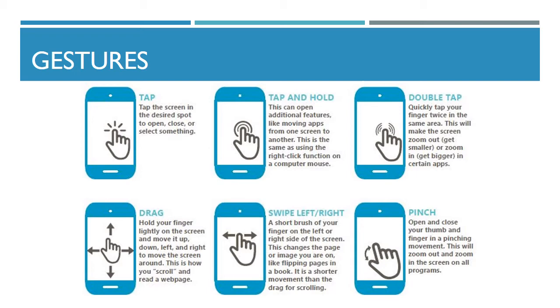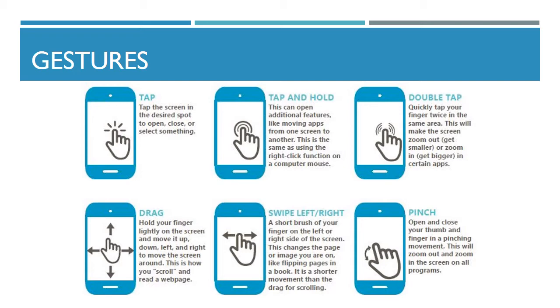Tap and hold means you are holding your finger on the app image, using a little bit of pressure behind it, and this will open a menu of optional features. This is similar to using the right-click function on a computer mouse. Tap and hold will also allow you to drag the app around the screen of your device so you can customize the design.